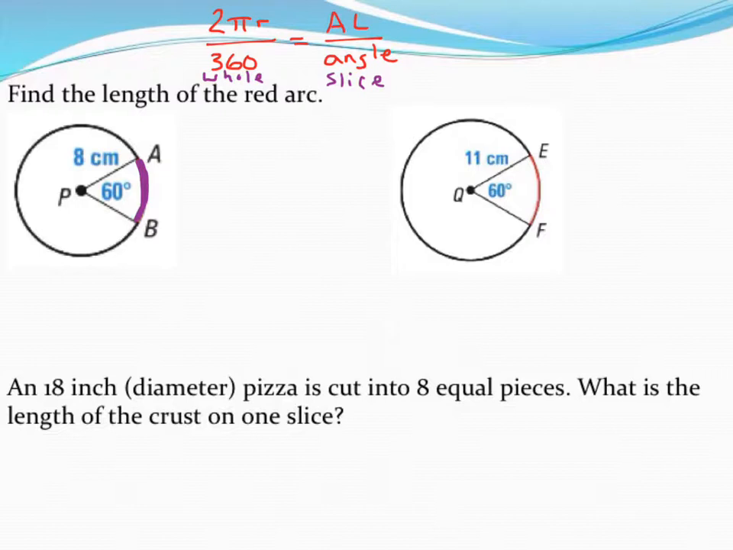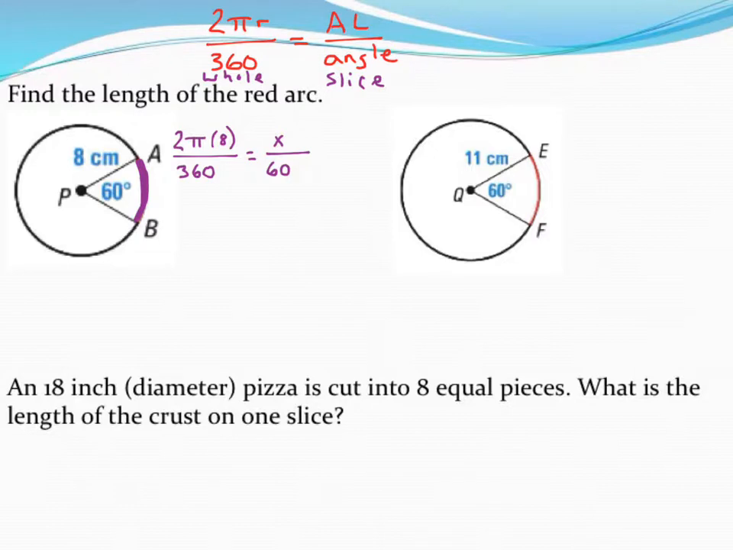I want to find the arc length from A to B, so I'm going to set up my proportion as circumference, which is 2 pi times the radius, which is 8, over 360, the total degrees in the circle, sorry, 360 degrees. I'm going to set that equal to x, which is the arc length. That's what I'm trying to find, the distance from A to B around the circle, and then match that up to the angle of my slice, which is 60 degrees. So there's my proportion.